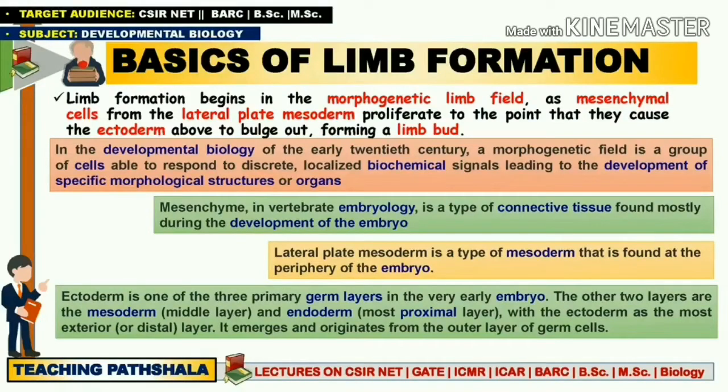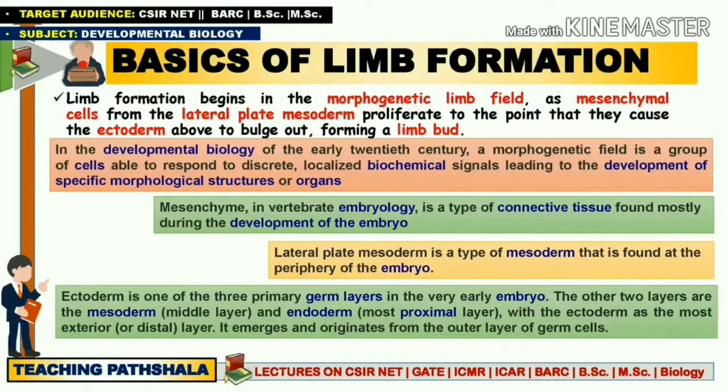So we can say that limb formation begins in the morphogenetic limb field, that is a group of cells which has the capability to form different kinds of structure and organ under the influence of a biochemical signal. The next term is: limb formation begins in the morphogenetic limb field as mesenchymal cells from the lateral plate mesoderm. Okay, so again two different terms are there, mesenchymal cell and lateral plate mesoderm. So we have to know the meaning of these two terms.